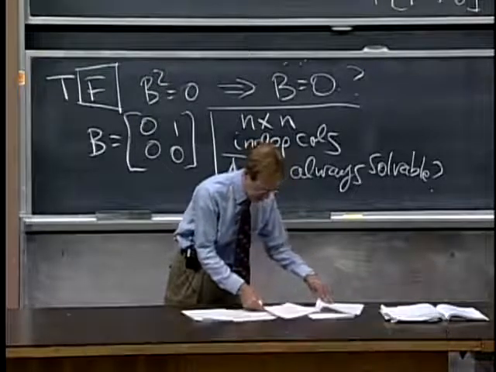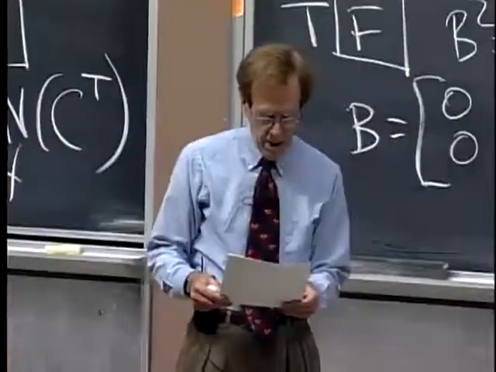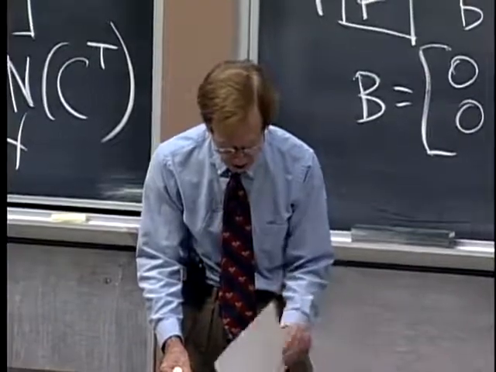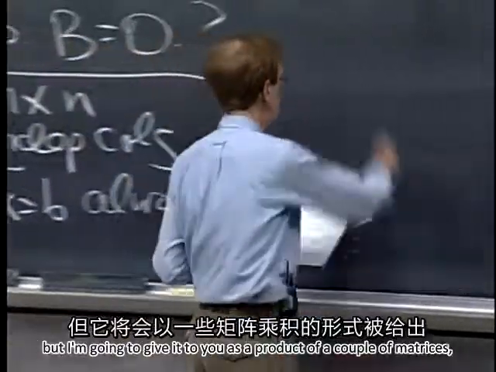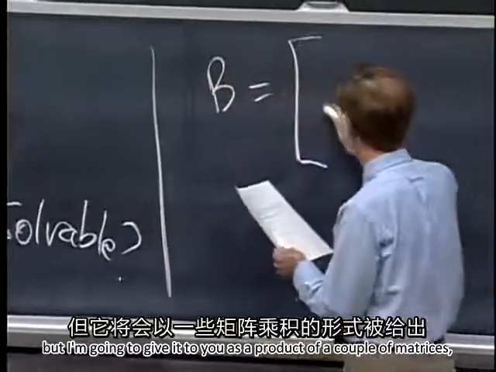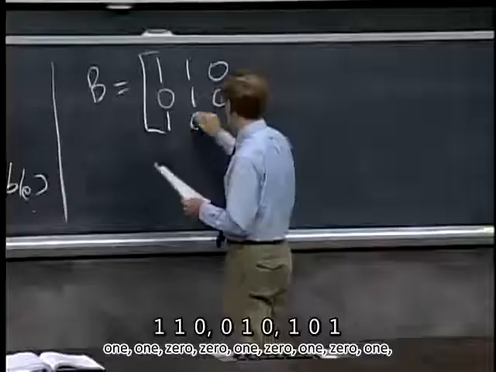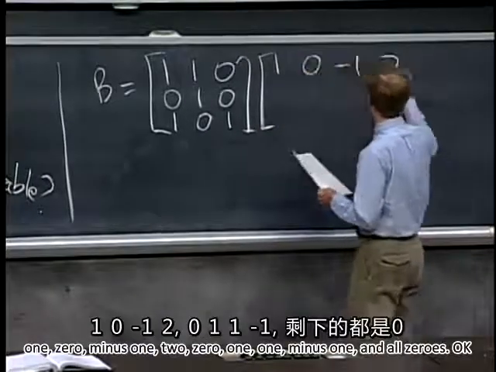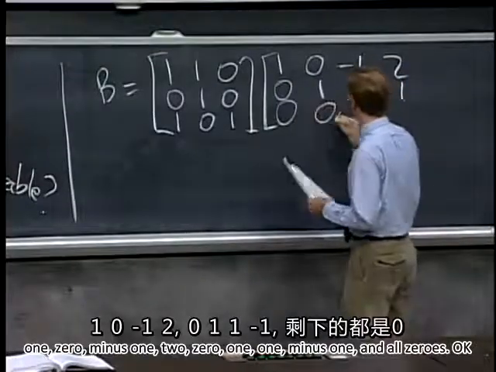Let me move on to another question from an old quiz. I'm going to give you a matrix, but I'm going to give it to you as a product of a couple of matrices. 1, 1, 0, 0, 1, 0, 1, 0, 1, times another matrix: 1, 0, minus 1, 2, 0, 1, 1, minus 1, and all zeros.